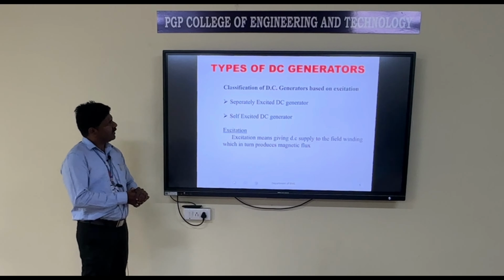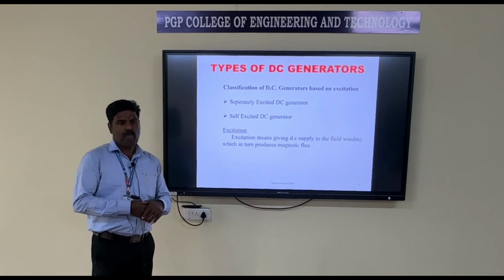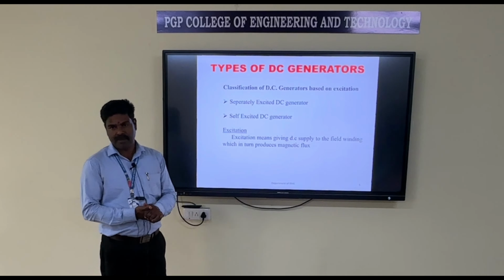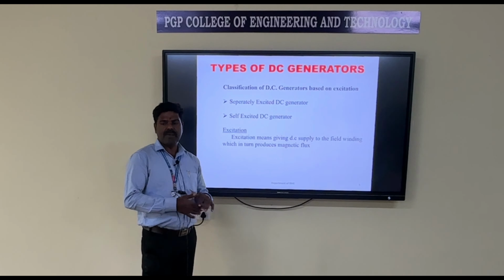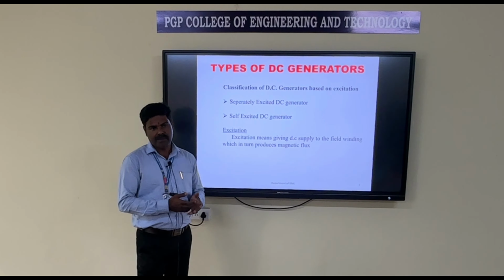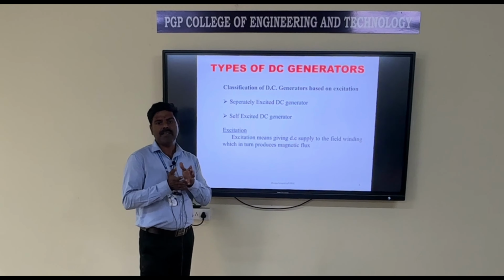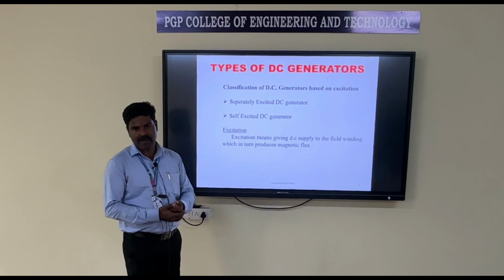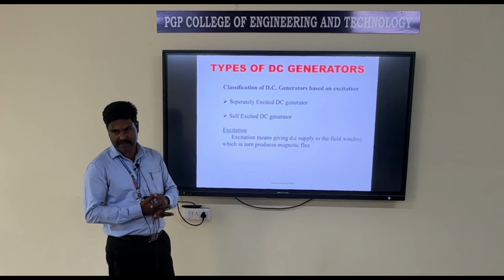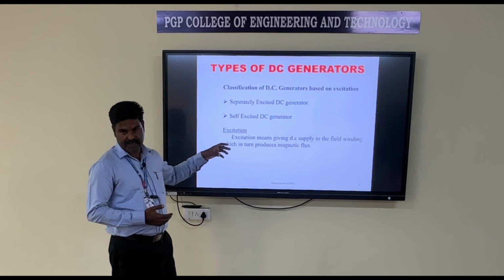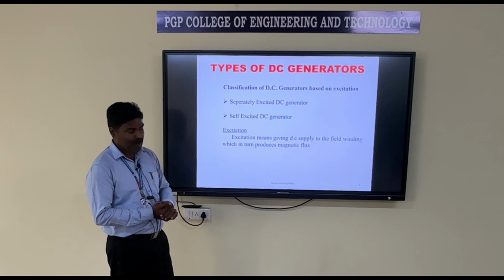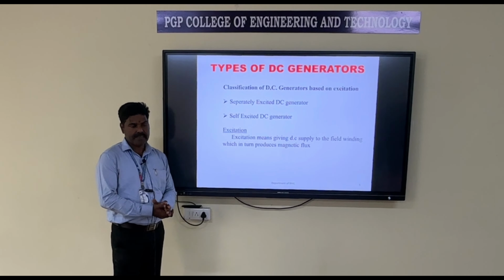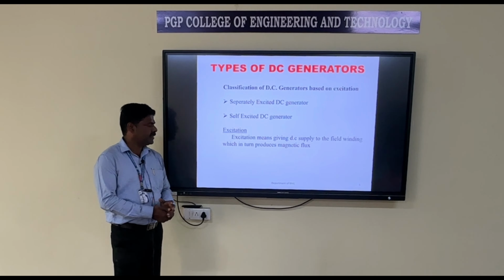Next, we discuss the types of DC generator. The DC generator can be classified according to the method of excitation. Here the method of excitation means the way of exciting the field winding. By giving direct current flowing through the field winding, that produces magnetic flux. This is the method of excitation. According to the method of excitation, the DC generator is classified into two types, that is separately excited DC generator and self-excited DC generator.